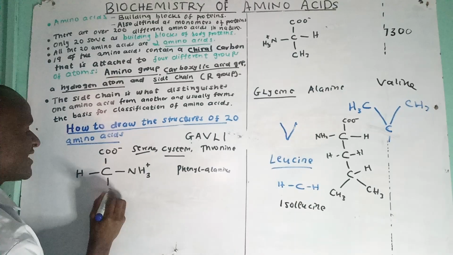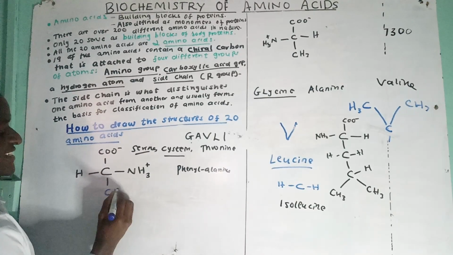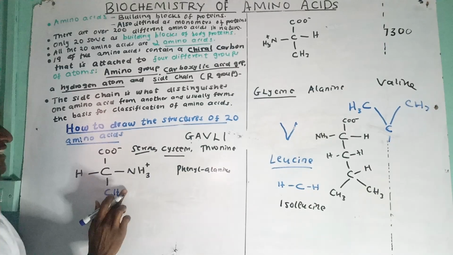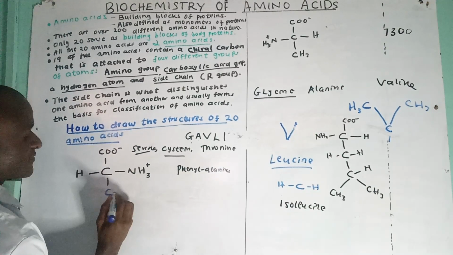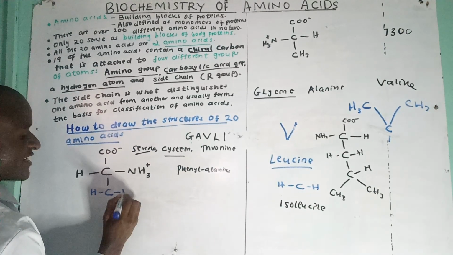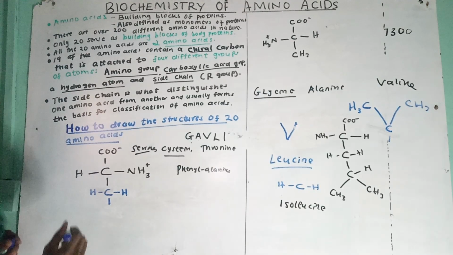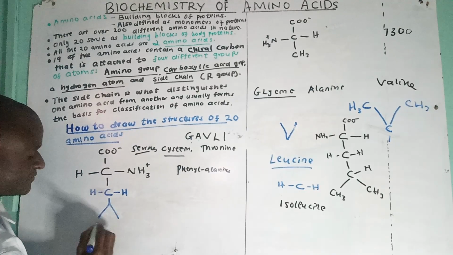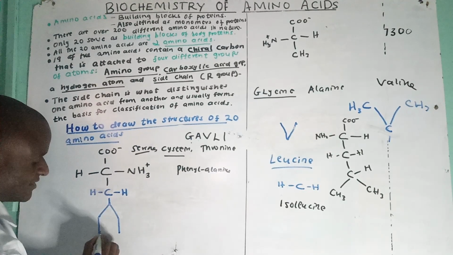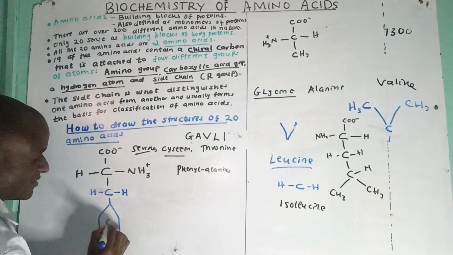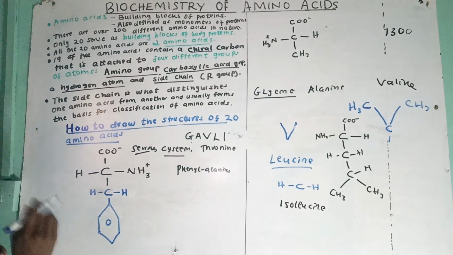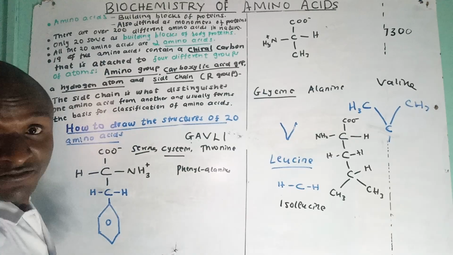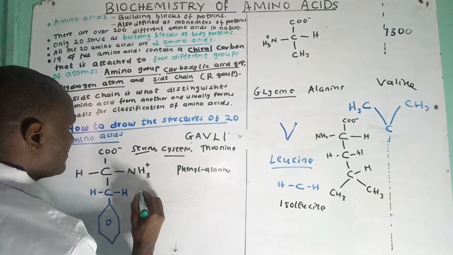So we shall draw our alanine. Remember, our alanine is like this. For phenylalanine, we remove one hydrogen atom. Instead of CH3, it becomes CH2, and then attached a benzene ring, like that. So that is phenylalanine, which is normally denoted as PHE. Phenylalanine is denoted as PHE.